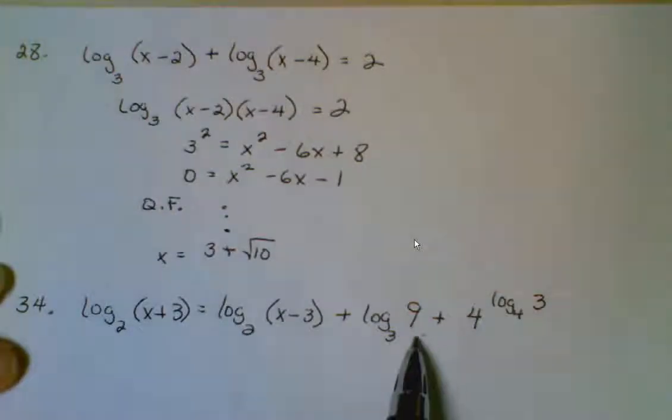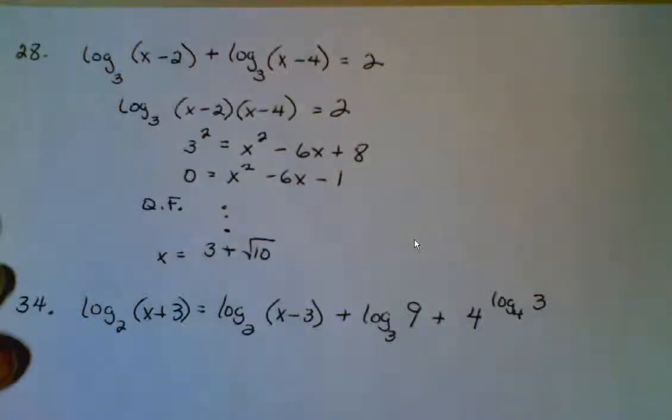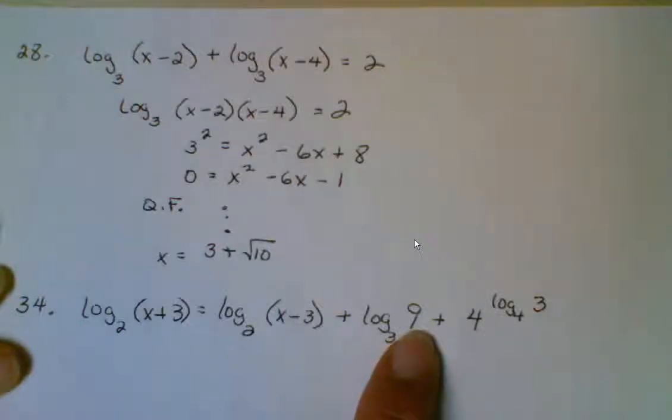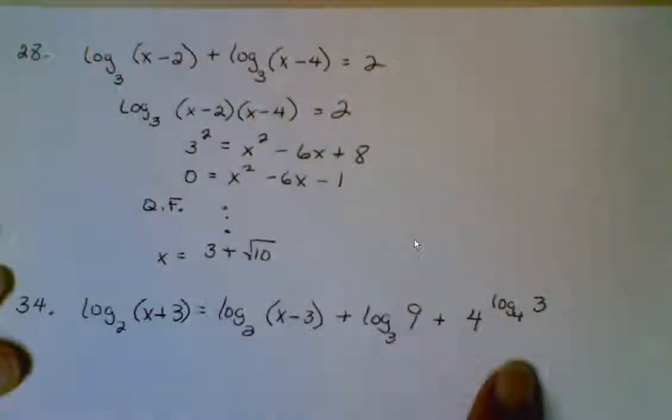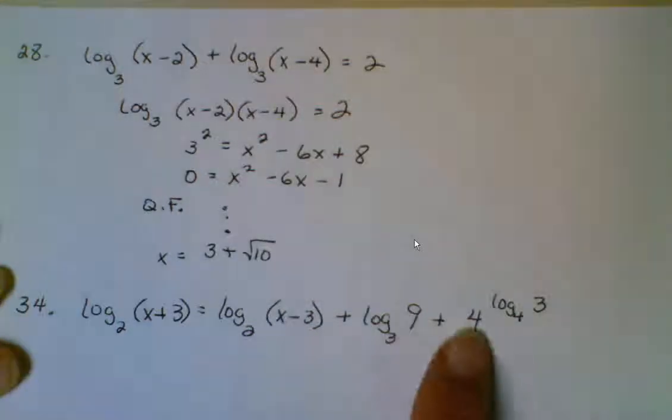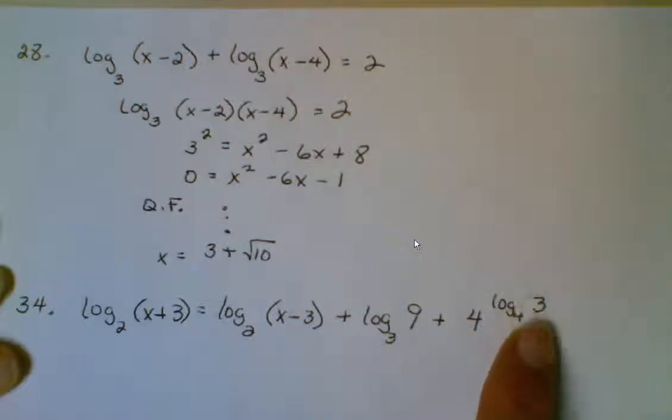Log base 3 of 9. Is there something simpler that I could put in the place of log base 3 of 9? Can you evaluate log base 3 of 9? The exponent of 3 which gives you 9, that's just 2. And what about this? 4 to the log base 4 of 3. 4 to the log base 4, just undo each other and leave me a 3.